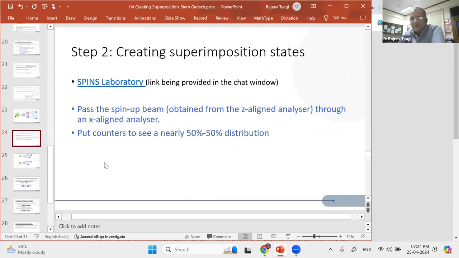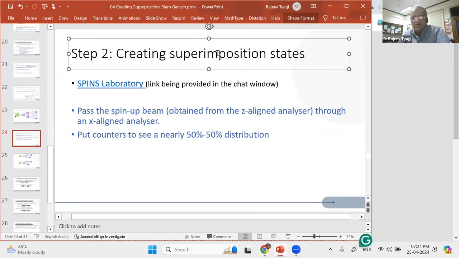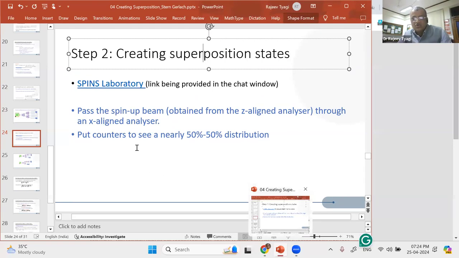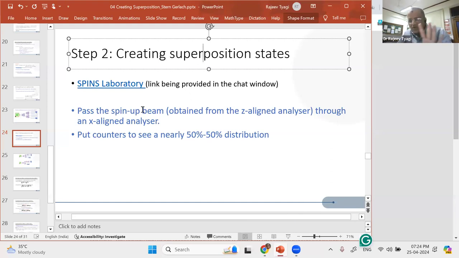Now we will create superposition. I'm so sorry for this word. Superposition states. Now we'll create that superposition state. So what we do to create a superposition state for an electron: this spin up beam, or the spin down, one of the beams obtained from that Z analyzer, pass it through an X aligned analyzer.